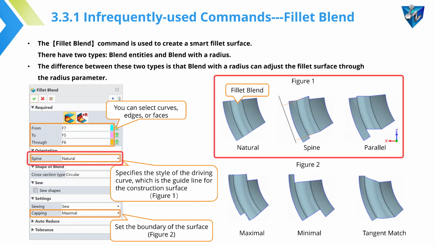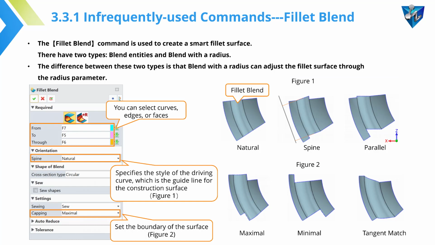First is spine. There are three types that we can see in figure 1. When we select the natural, the edges of the fillet surface match the two surfaces. When you select the spine, the edges of the fillet surface are perpendicular to the spine. As for the parallel, the edge will be perpendicular to the direction which you select.